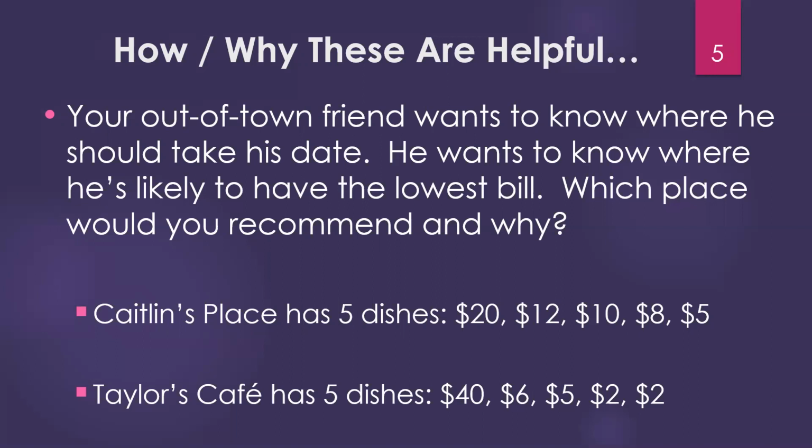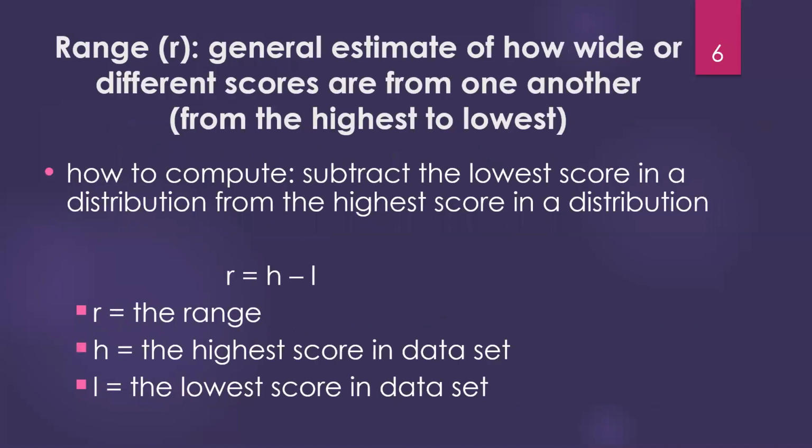But is there one place that we think would be a better recommendation for him based off of where the lowest bill is likely going to be? And variability can help us in doing this by being able to say, okay, is the set of values more spread out at Caitlin's Place, or are the values more spread out at Taylor's Cafe?